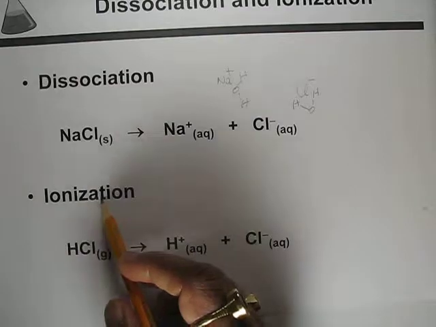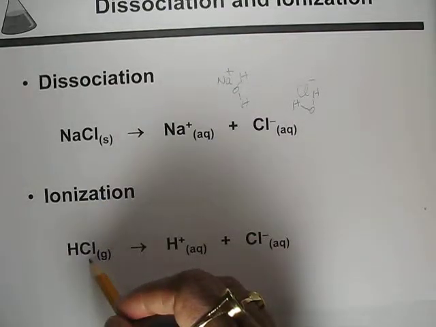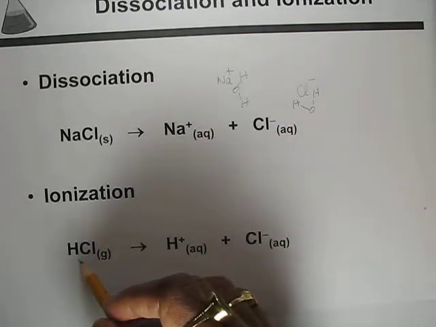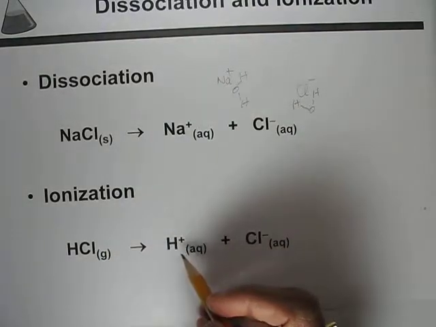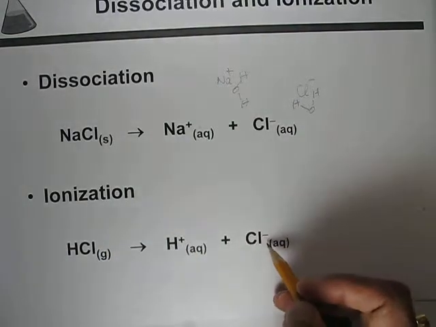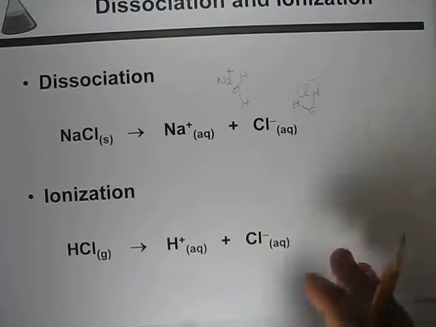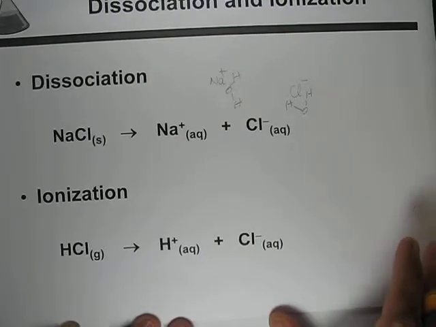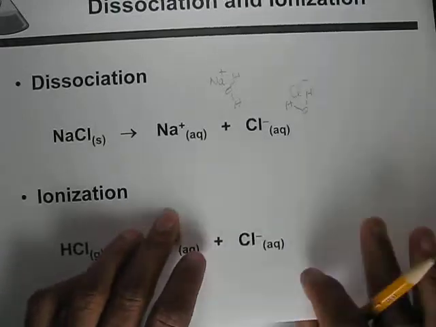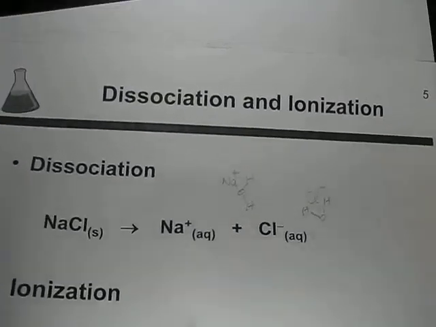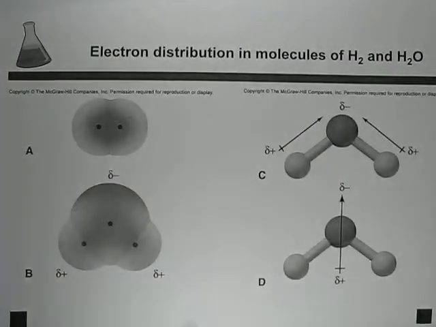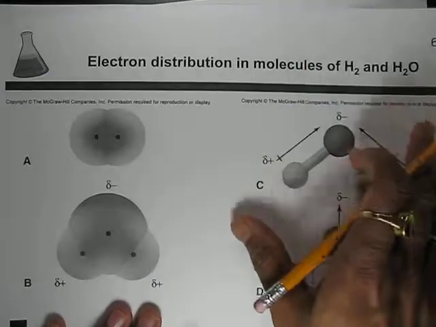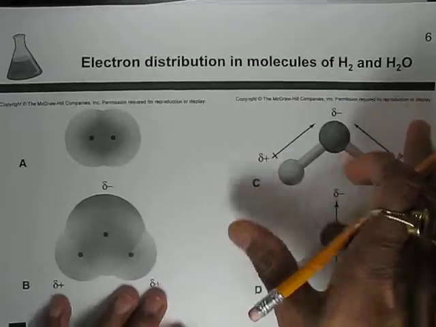And another example is ionization. The ionization example is HCl. HCl ionizes into H plus and chloride minus in water. But it doesn't dissociate, because this is a molecular compound.